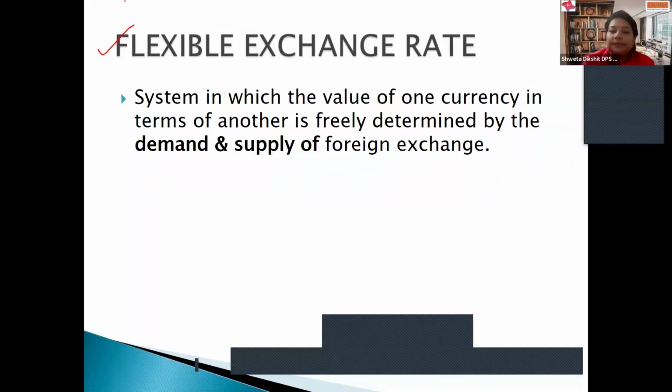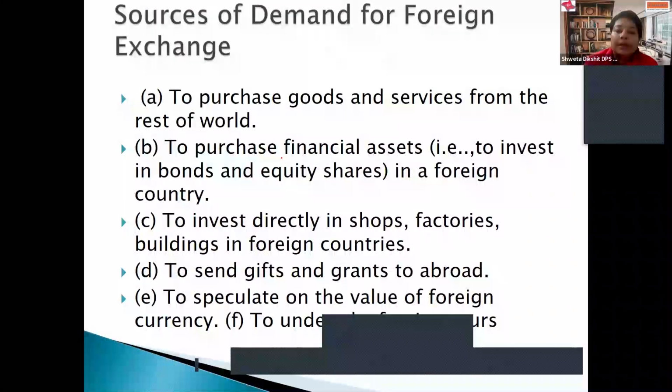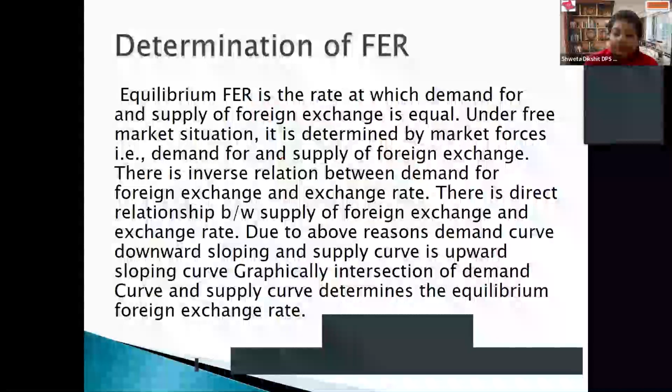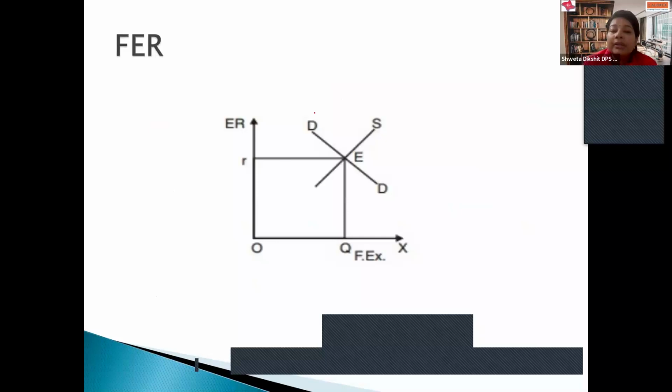Now, what is this? The flexible exchange rate system is the system in which the exchange rate is determined with the help of demand and supply of the foreign exchange. Here, children, you need to remember the demand and supply concept, which you studied in class 11. There you studied that price of anything is determined where D equals S, or where the demand curve intersects the supply curve.